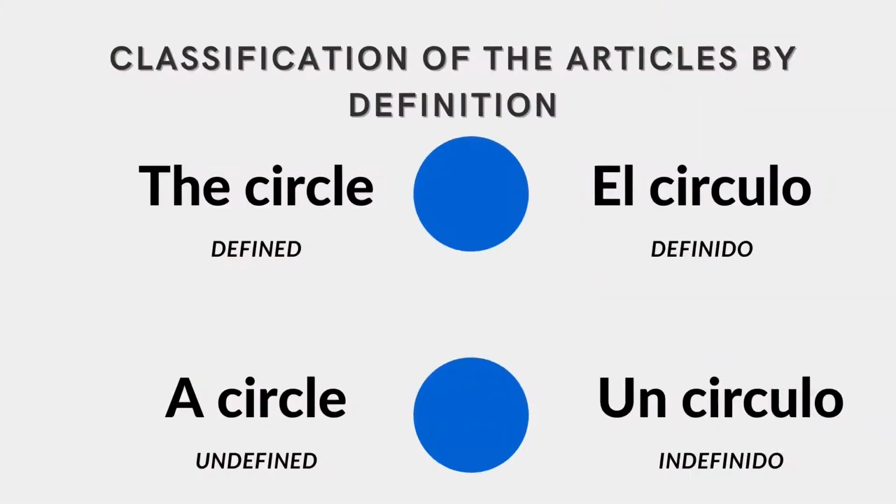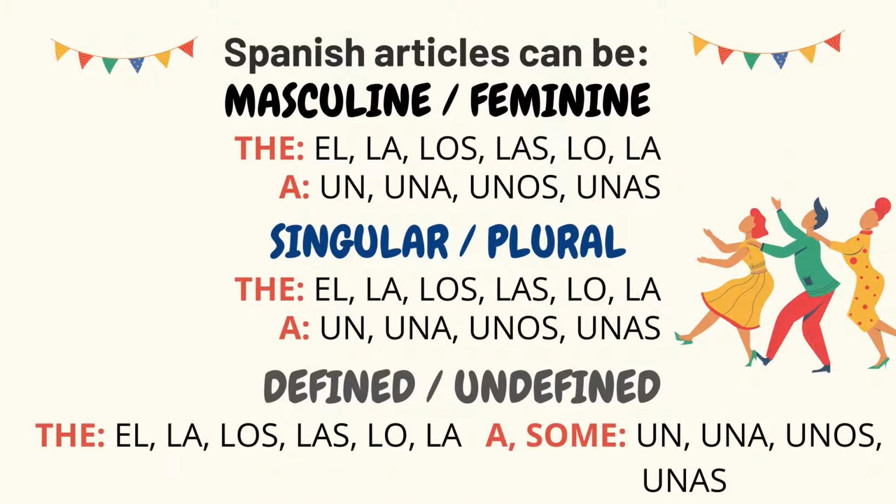The last classification of the articles is by definition. We have a defined or undefined article. The defined is when we are talking about something specific, and the undefined is when we are talking generally. So we have the circle, el círculo, defined, or a circle, un círculo, if it's undefined, or we are talking generally. Okay, we have learned so far that the Spanish articles can be masculine or feminine, can be singular or plural, or can be defined or undefined.